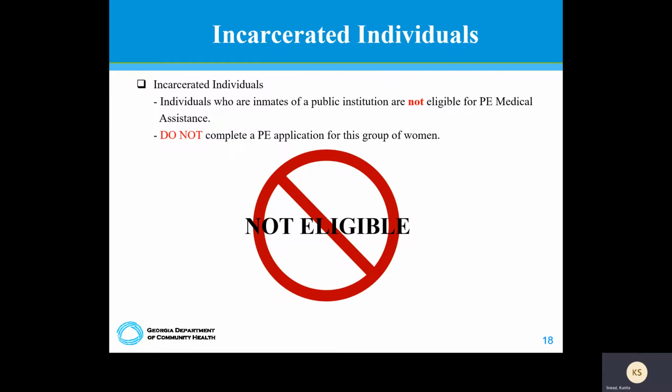Okay, incarcerated individuals. This is just stating that individuals who are still incarcerated and trying to apply for this program are not eligible while they're still incarcerated. They will have to wait until they are released in order to apply. So if that's the case, you will not complete a PE application for these particular individuals.